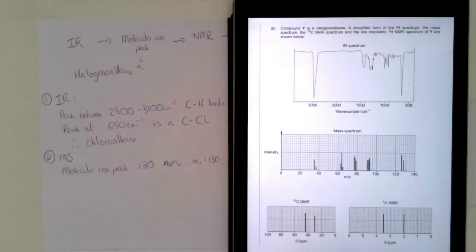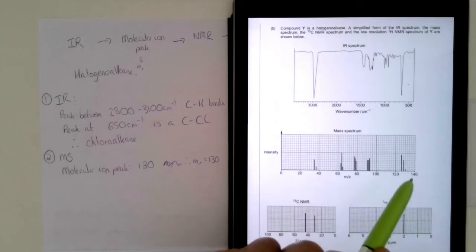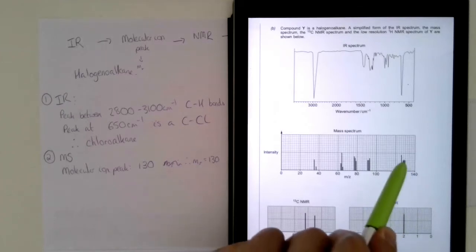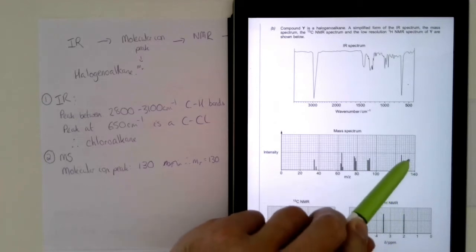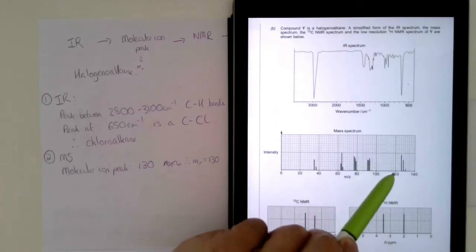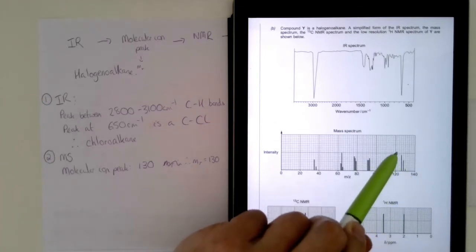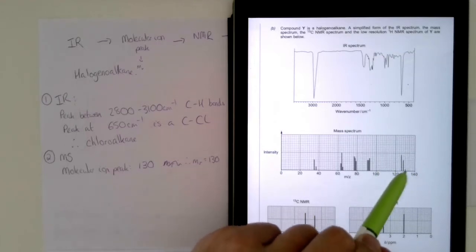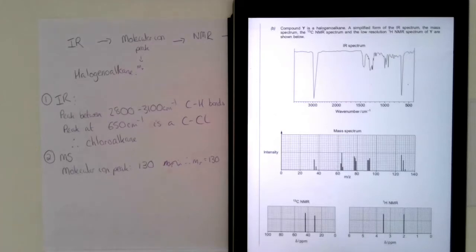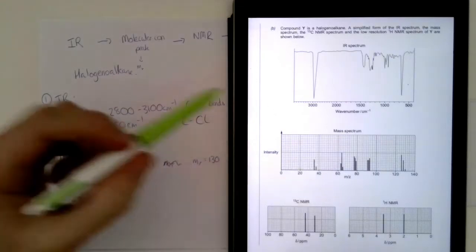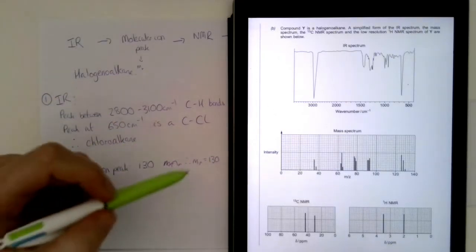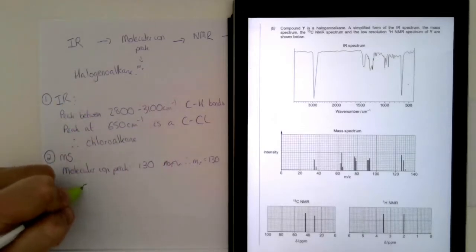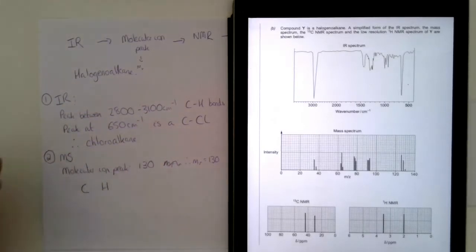Now it depends how well you've done your revision, but if you look at the molecular ion peaks here, you can see that they're in a 9 to 6 to 1 ratio. And the only time you've ever seen something in a 9 to 6 to 1 ratio like that is when you've got two different chlorine atoms in your molecule. So that's kind of giving it away, but we can just try and work out what would give us 130. So you've got to start playing around now. I know I've got carbons in there, hydrogens in there, and chlorines in there.